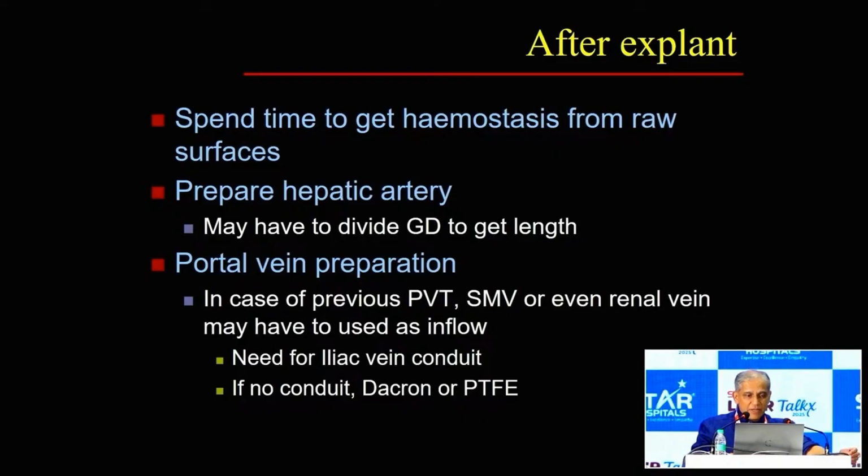And then we prepare the hepatic artery. Sometimes you have to divide the gastroduodenal artery to get the adequate length. Again, portal vein preparation. If the portal vein is thrombosed, you may have to go to the superior mesenteric vein. Rarely, if the mesenteric vein is gone, and there are a lot of shunts to the renal vein, portal anastomosis may be an option. So all this has to be considered.